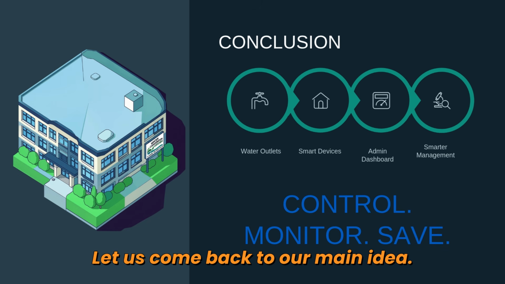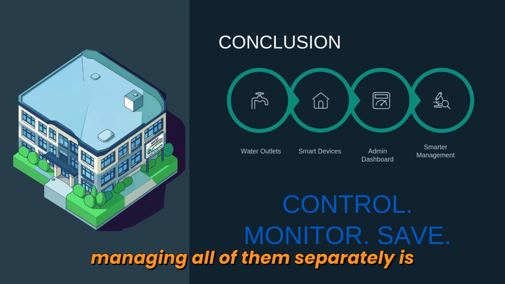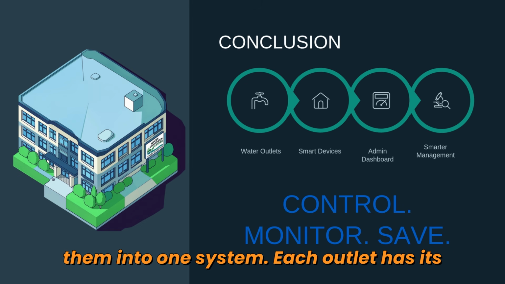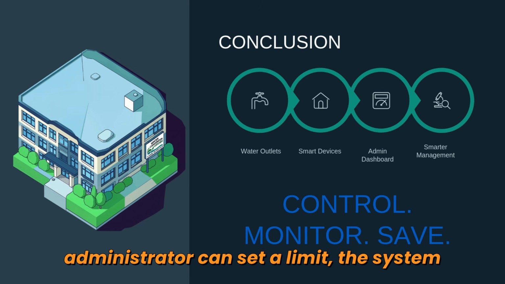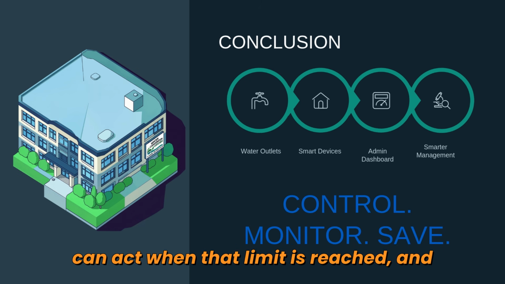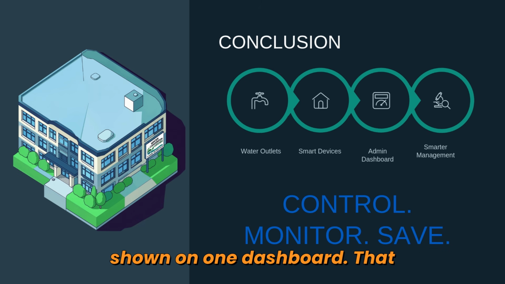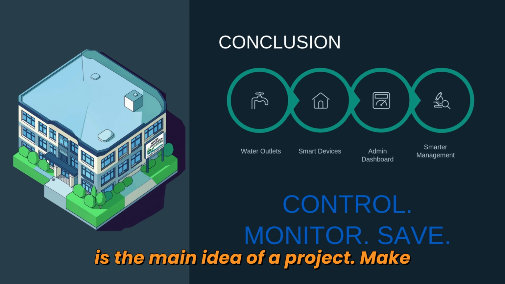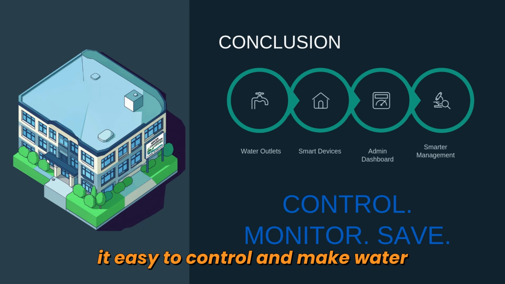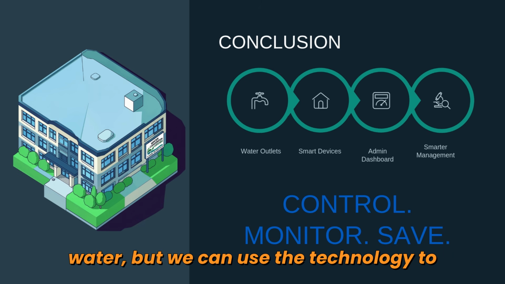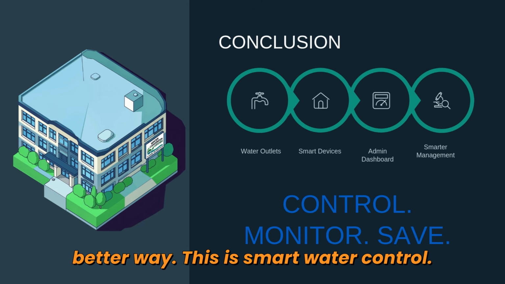Let us come back to our main idea. A school may have many water outlets, but managing all of them separately is difficult. Smart water control connects them into one system. Each outlet has its own ID, its water can be measured, the administrator can set a limit, the system can act when that limit is reached, and information from many devices can be shown on one dashboard. That is the main idea of our project. Make water use easy to see, make it easy to control, and make water management smarter. We cannot create more water, but we can use the technology to manage the water we already have in a better way. This is smart water control.